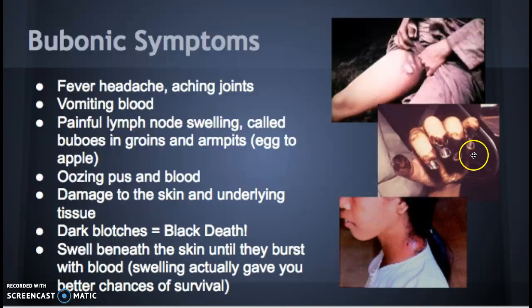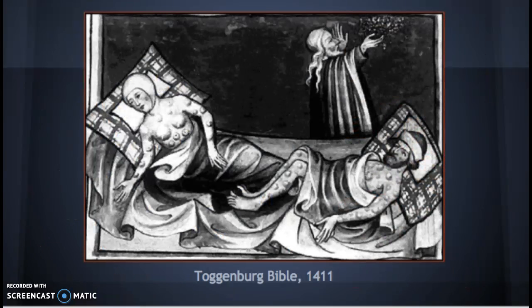The reason it was called the Black Death, as you can see here, is that it would quite literally turn your skin black, those really dark blotches. These boils could burst, and it was said that that was actually a good thing because it gave you a better chance of survival if it burst on its own. Otherwise it would just swell with that pus beneath the skin, and you could very easily die.